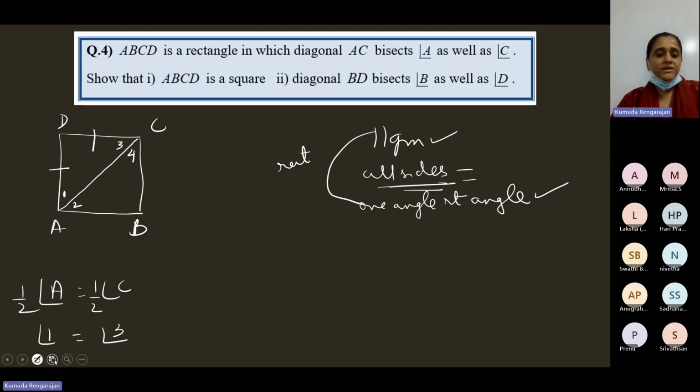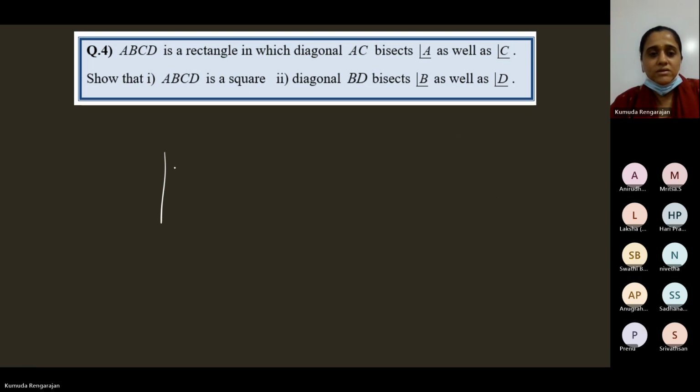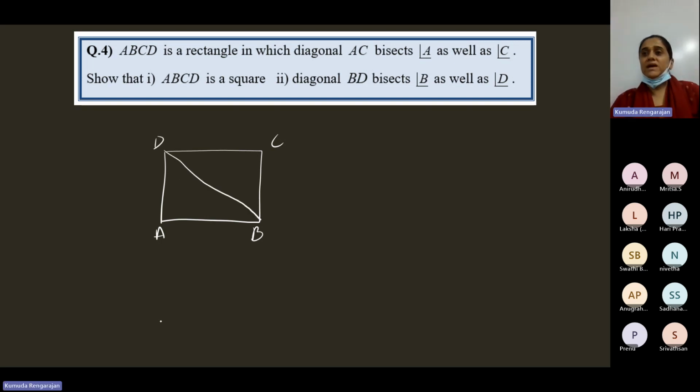And then BD bisects angle B as well as angle D. So you need to prove that angle 5 is equal to angle 6, and angle 7 is equal to angle 8. Now it's a rectangle, but further it's a square. So you'll have to prove that angle 5 of this triangle is equal to angle 6 of this triangle. Then you'll have to prove that angle 7 of this triangle is equal to angle 8 of this triangle. If you show that these two triangles are congruent, you'll get these results.